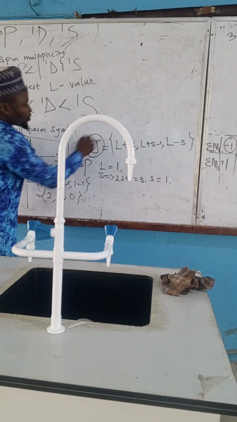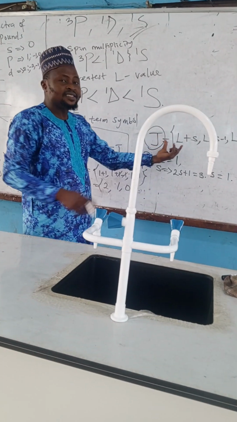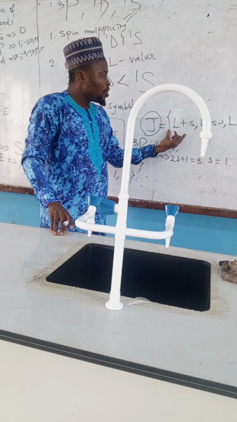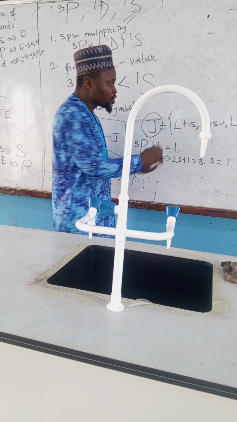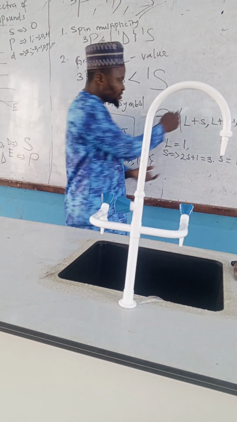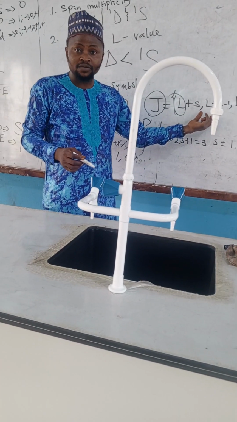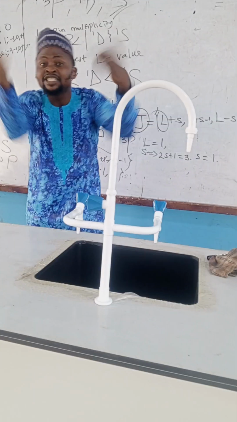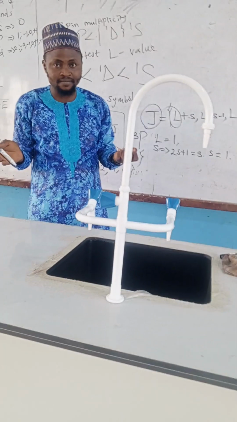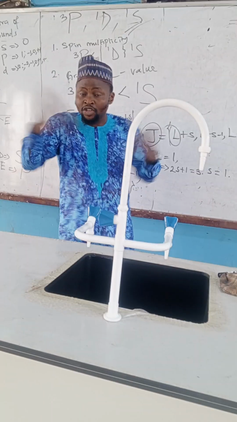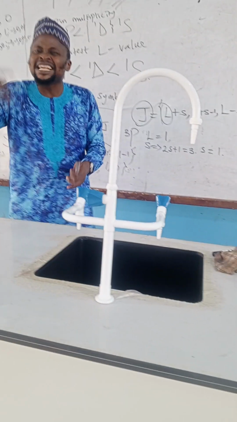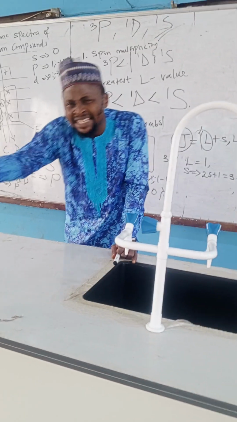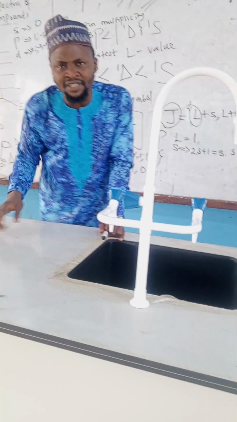This J value is the addition of the spatial orientation and the spin. And when you say something is spinning, it's disorganized. Now, the higher the disorganization, the less stable it is.